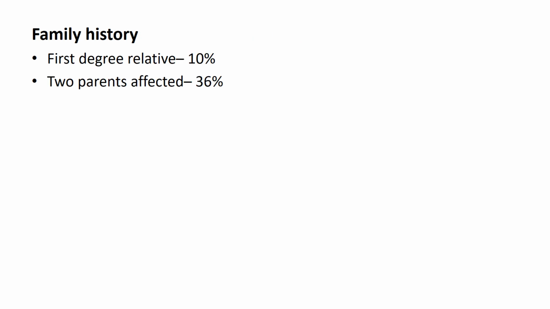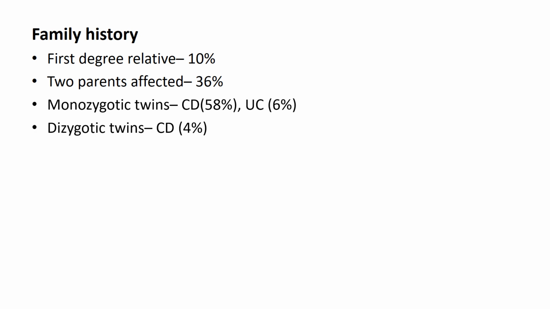In family history, the chance is higher in first degree relatives. When the father is affected, the child may have a 10% chance of developing it, but when both parents are affected, there is a 36% chance. And also in monozygotic and dizygotic twins, there is a higher chance of developing these diseases.